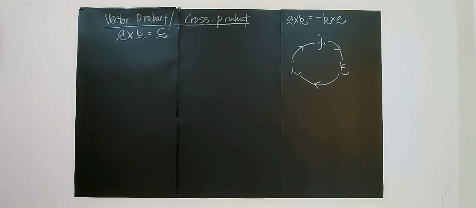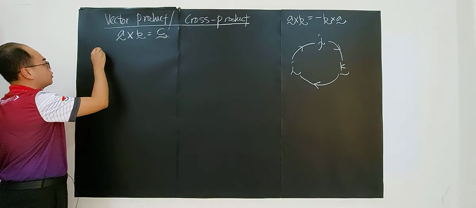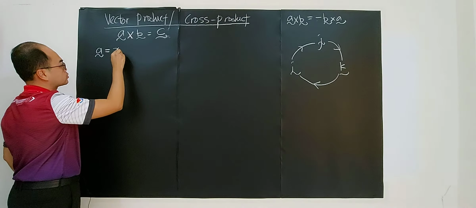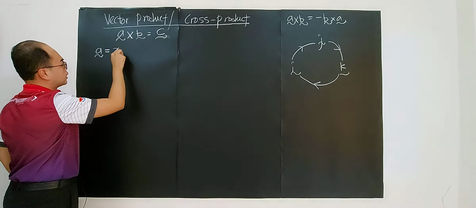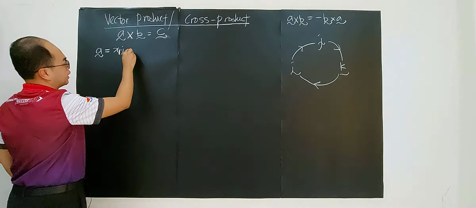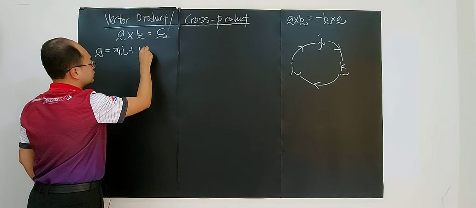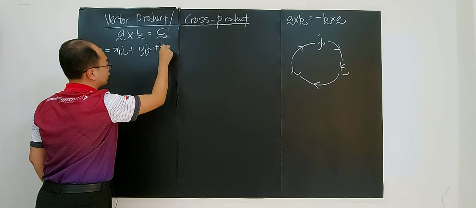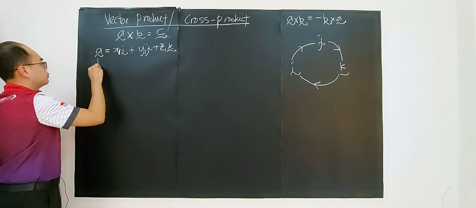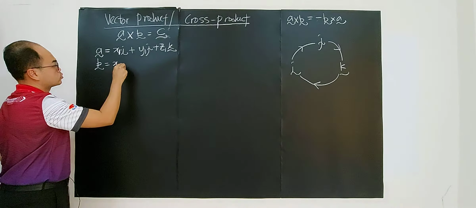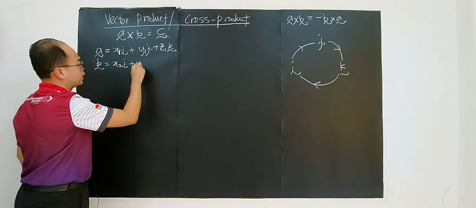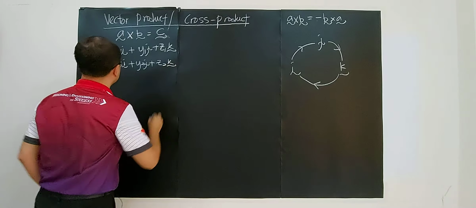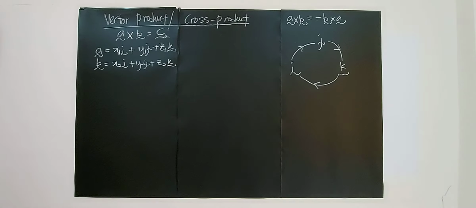Alright, okay, let's see how to do cross product. Let's say you have two vectors. You have vector A, which I name to be x1 i plus y1 j plus z1 k, and B to be x2 i plus y2 j plus z2 k, right? You have two vectors which have x, y, z components.